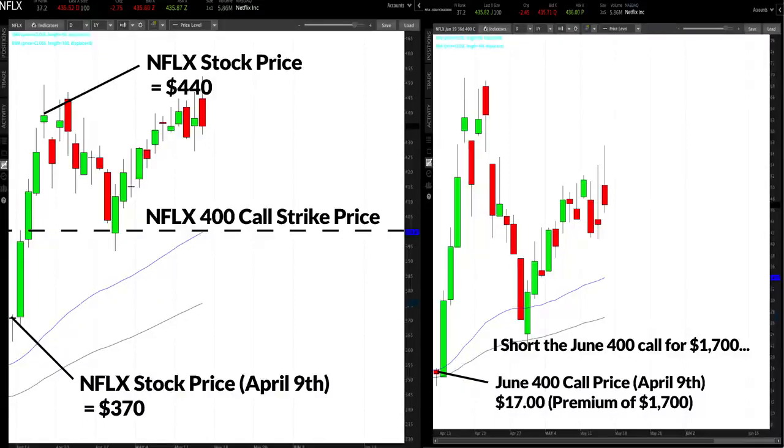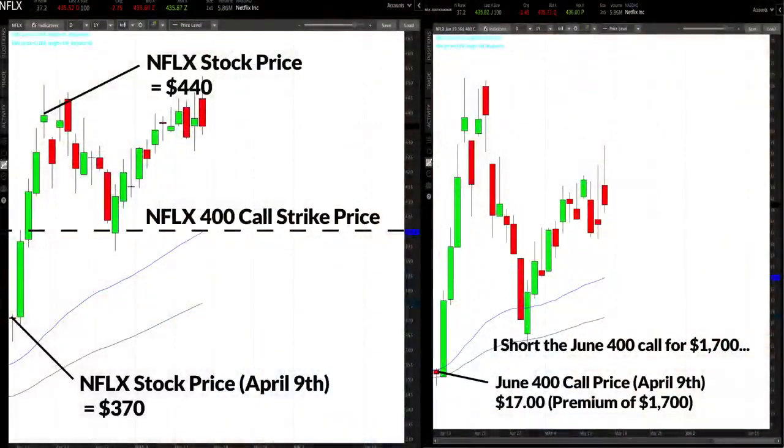So to enter this trade, I would short the June 400 call option for its premium of $1,700. So I short the option for $17. I collect $1,700 in premium, and my goal with that trade is to see Netflix shares decrease or not increase above my call strike price of $400 through the expiration date in June.